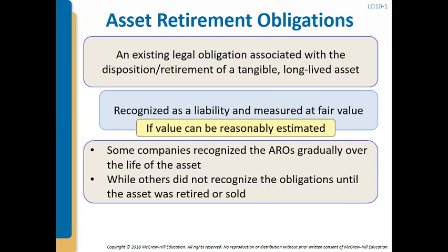Now, some companies recognize the AROs gradually over the life of the asset, such as I think the book indicates an example where you have like a waste area where they dump trash, and over time you move to new areas, and so you create a new asset retirement obligation when you move to a new area of the dump site.